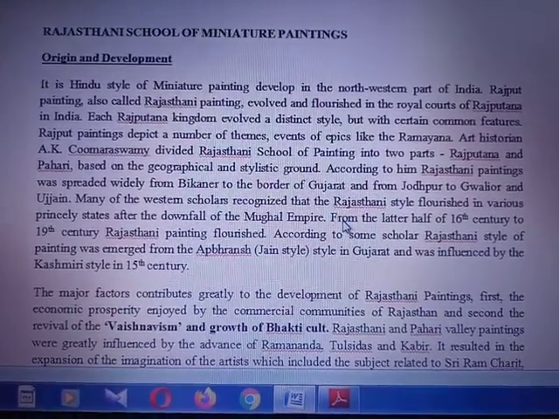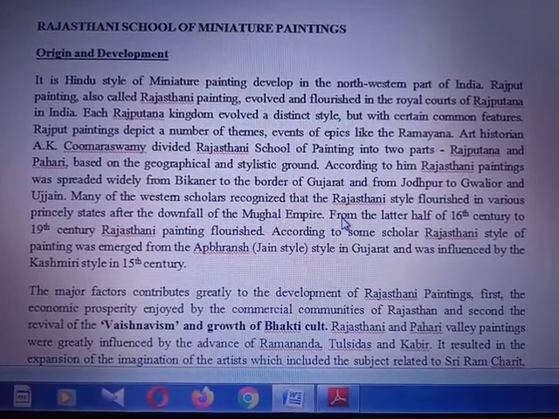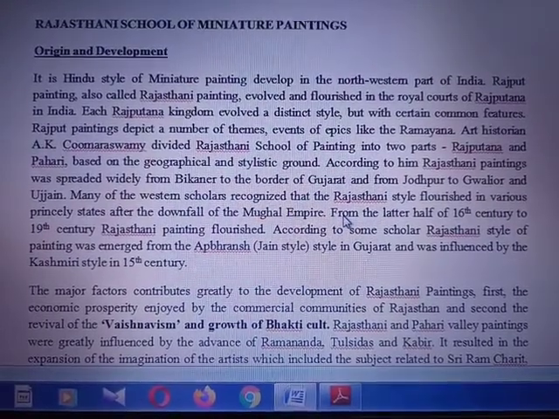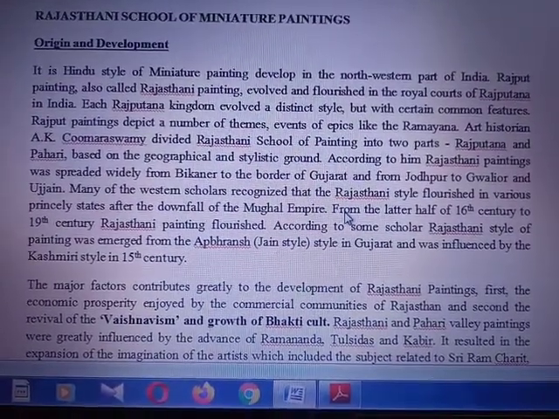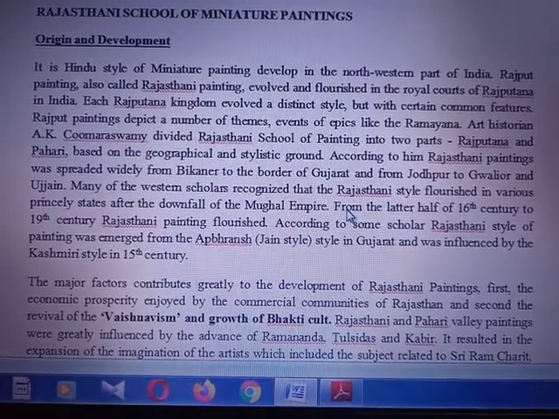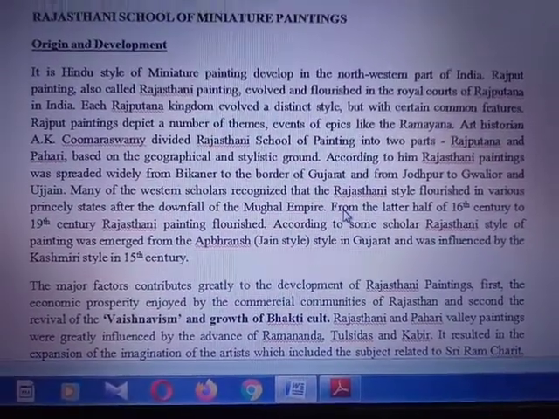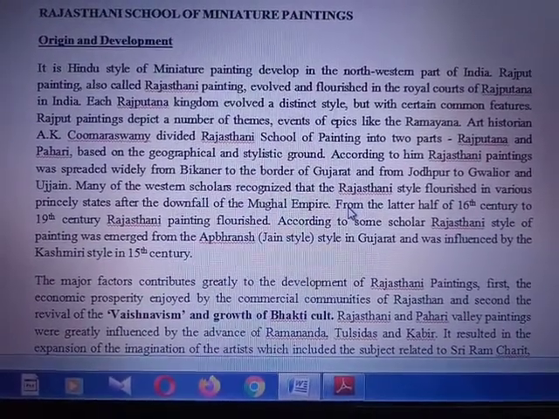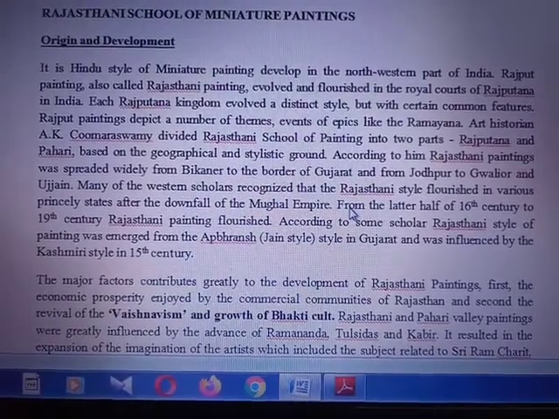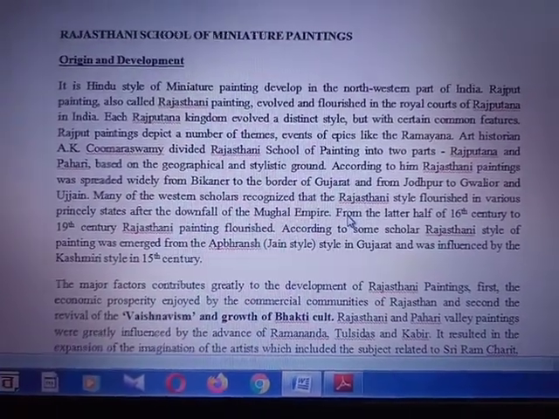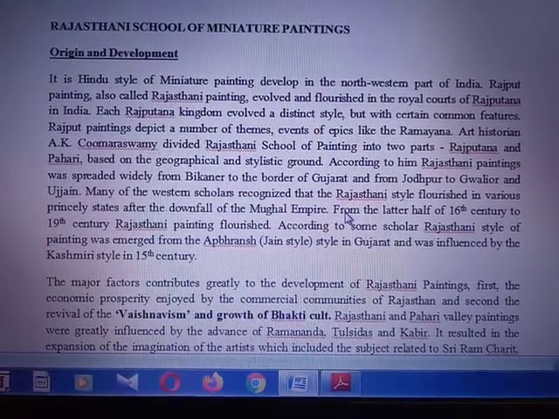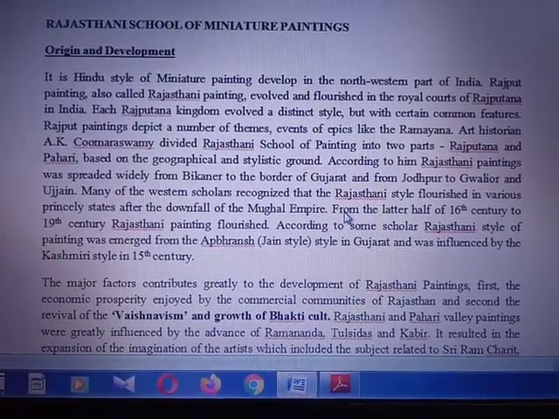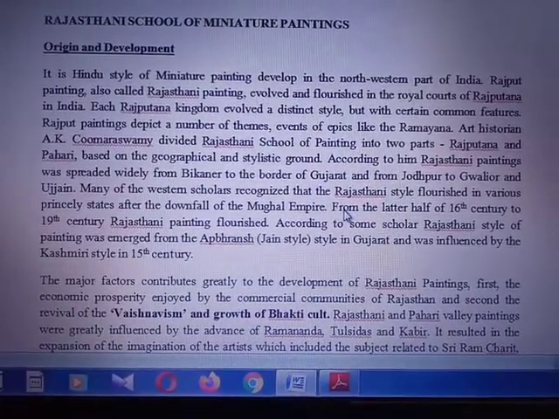According to some scholars, the Rajasthani style of painting emerged from the Apabhramsha, a Jain style in Gujarat, and was influenced by the Kashmiri style in the 15th century. Mainly, Rajasthani painting flourished during the 16th to 19th century, and it came into existence from the Apabhramsha Gujarati Jain style, also influenced by the Kashmiri style in the 15th century.